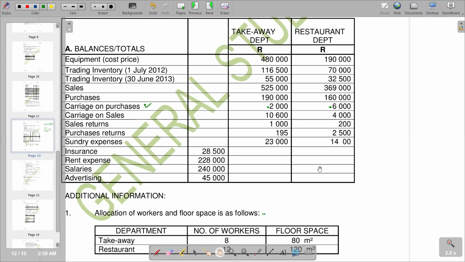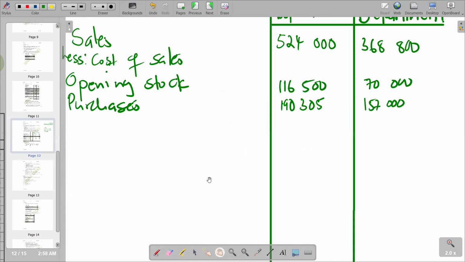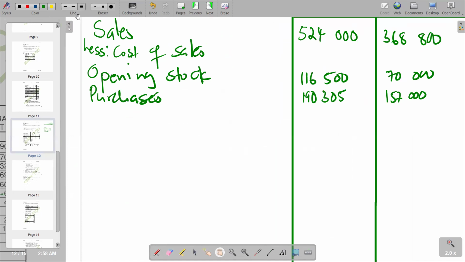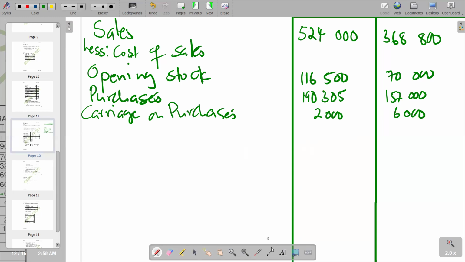So we go there. We can say the list of purchases now, that's where we're going to have our carried on purchases. For takeaway department, we're going to have our 2,000, and for our restaurant department, we're going to have 6,000. Then from there, you can go from opening stock to carried on purchases to get the total. So we can just hit there.